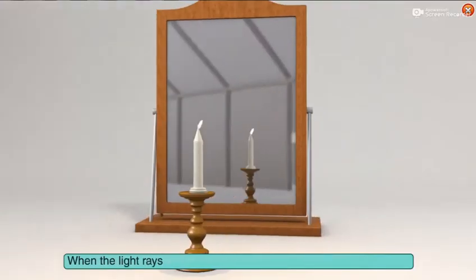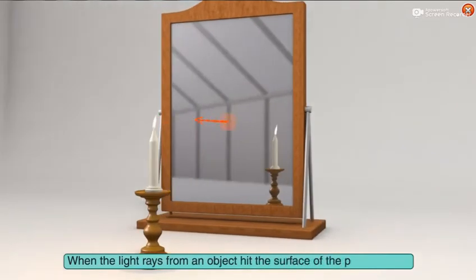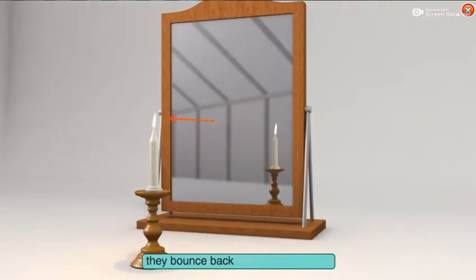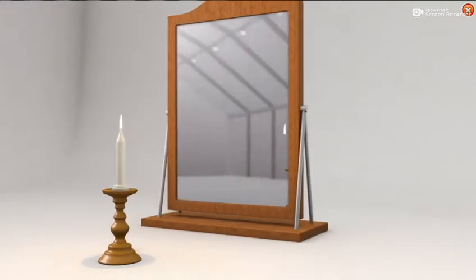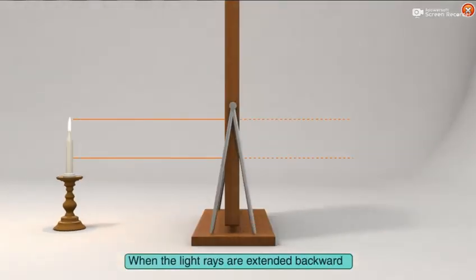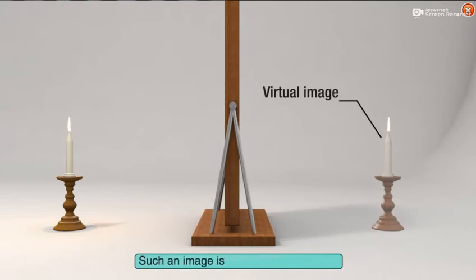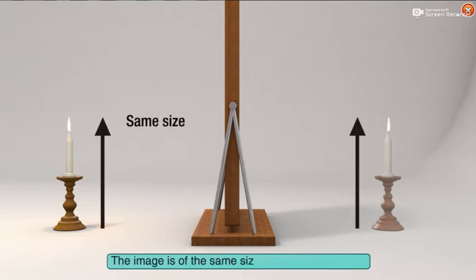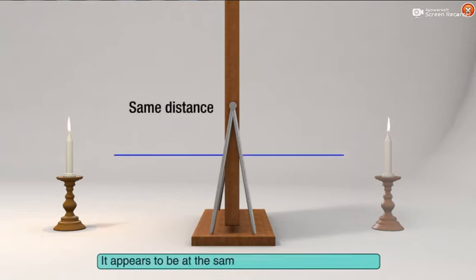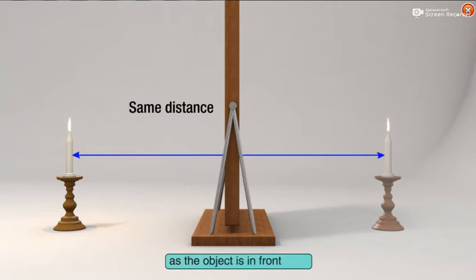When the light rays from an object hit the surface of the plane mirror, they bounce back at the same angle. When the light rays are extended backward, they form an image behind the mirror. Such an image is called a virtual image. The image is of the same size as that of the object. It appears to be at the same distance behind the mirror as the object is in front of it.